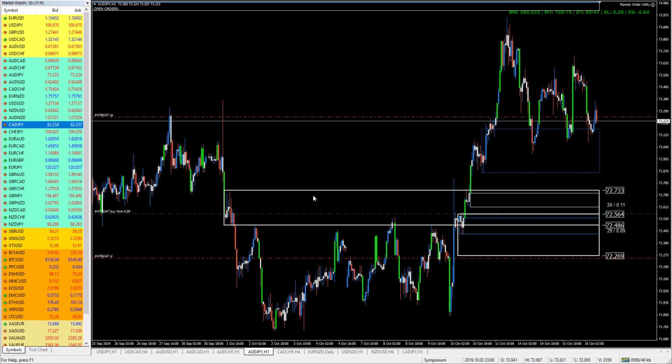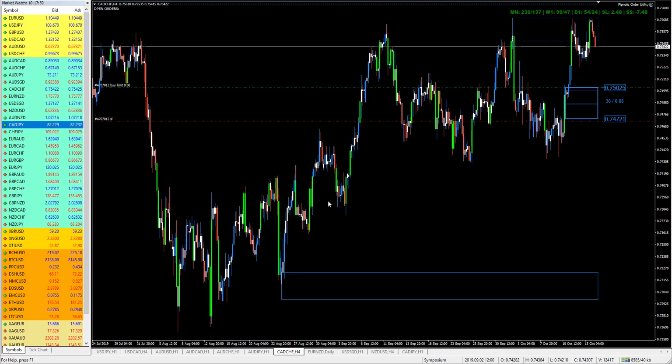Have parent, child, test, test, test, test. This one poked through it, rejected. But this is the one. This is the origin. This is the accumulation that happened prior to the trading through that area. So I'll leave that. I like that a lot. Okay. CAD franc.